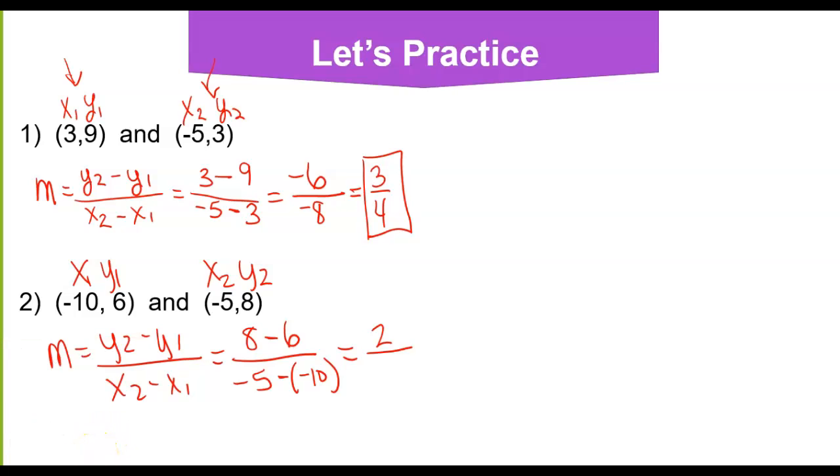Remember, when you're subtracting integers, we add the opposites. There's add. The opposite of negative 10 is a positive, so I get a 5. Check it on your calculator. Negative 5 minus negative 10. Yeah, calculator will do it. So your final answer is 2/5.